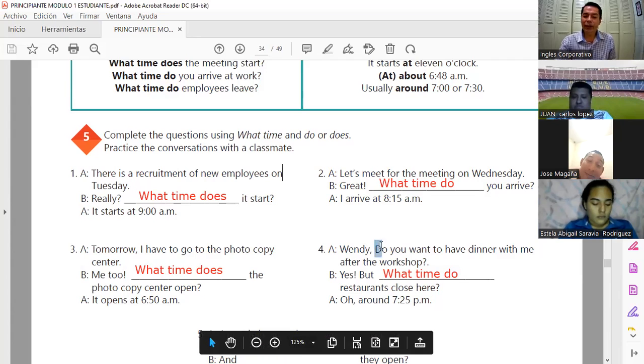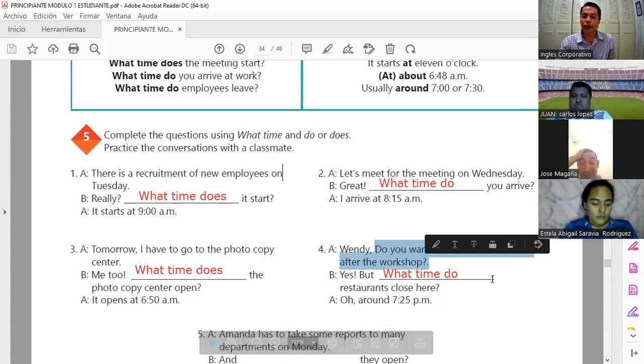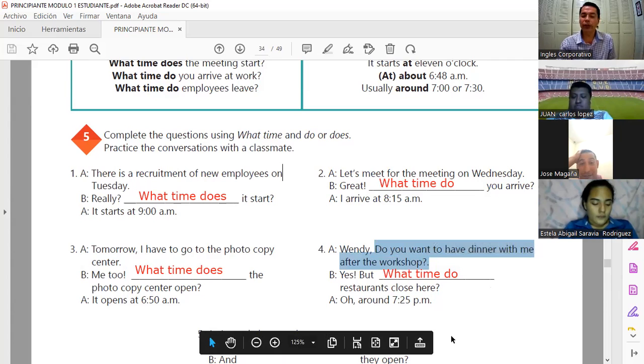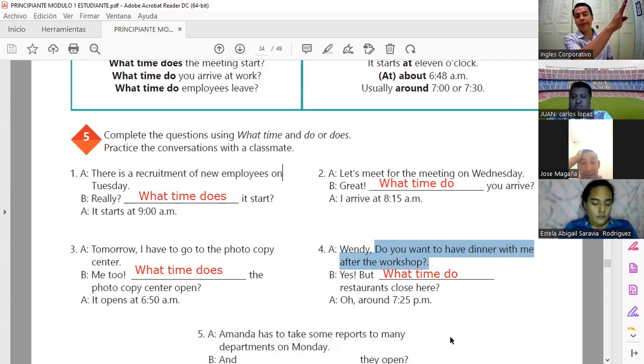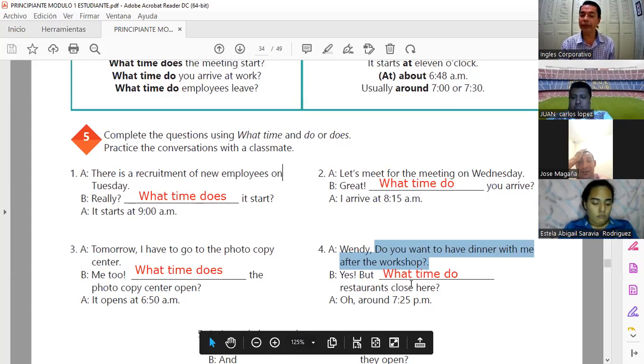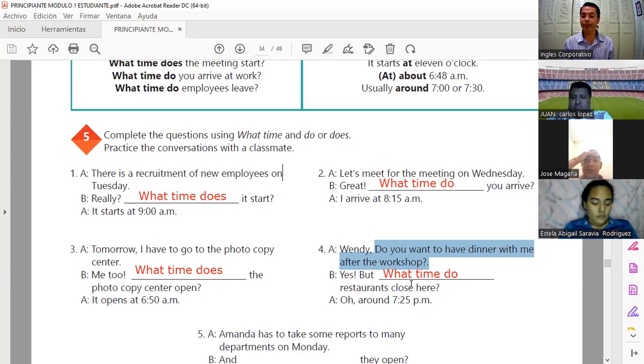Good, nice. And notice the difference of the intonation. In the yes/no question, we say, do you want to have dinner with me after the workshop? Like a rocket, you know? Up, right? Raising intonation. What time? Teacher, yes, tell me. 25, se puede decir 25. 25 o 25. Los dos son correctos.